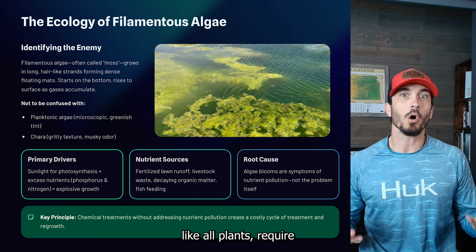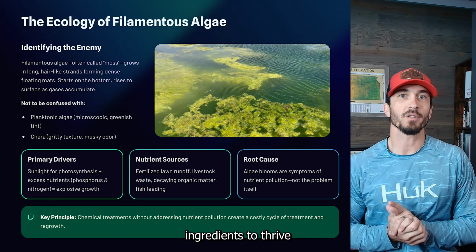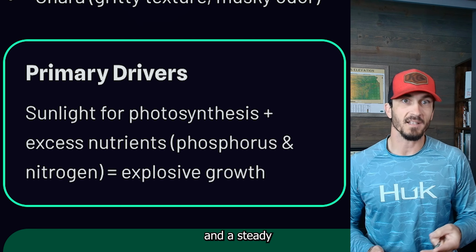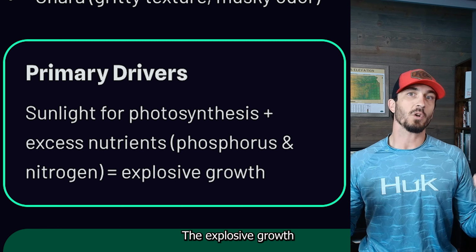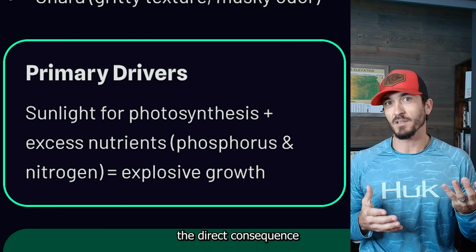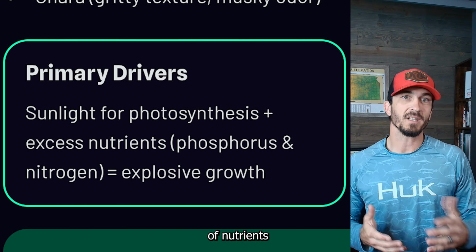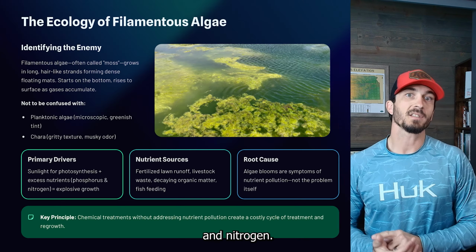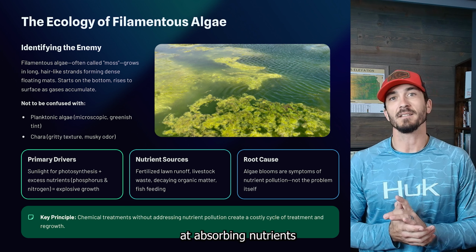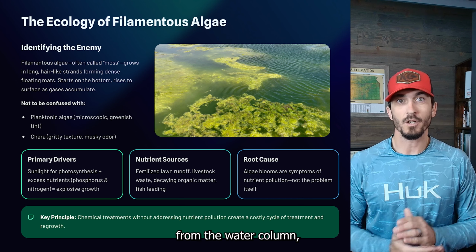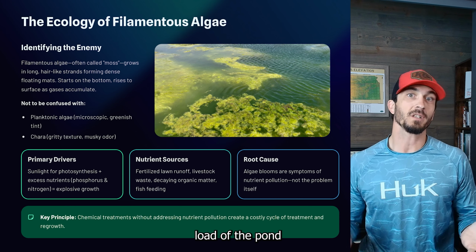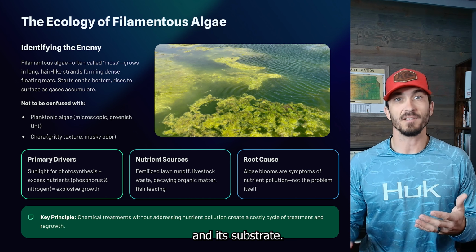Filamentous algae, like all plants, require two primary ingredients to thrive: sunlight for photosynthesis and a steady supply of nutrients. The explosive growth that leads to nuisance blooms is almost always the direct consequence of an overabundance of nutrients in the water, primarily phosphorus and nitrogen. These algae are particularly efficient at absorbing nutrients directly from the water column, meaning their growth is directly tied to the nutrient load of the pond and its substrate.